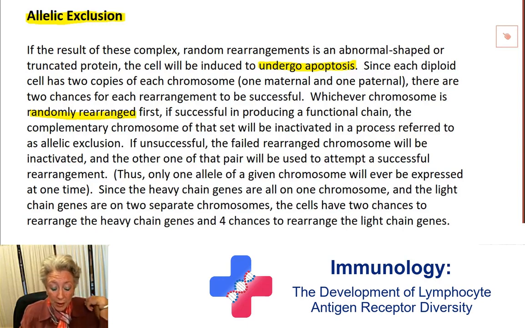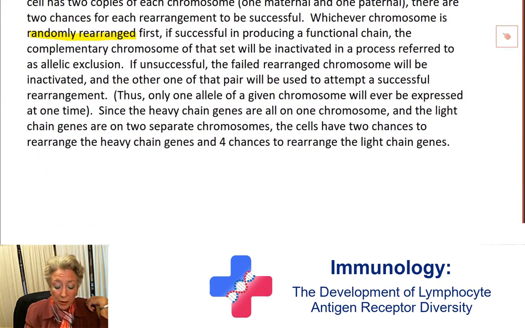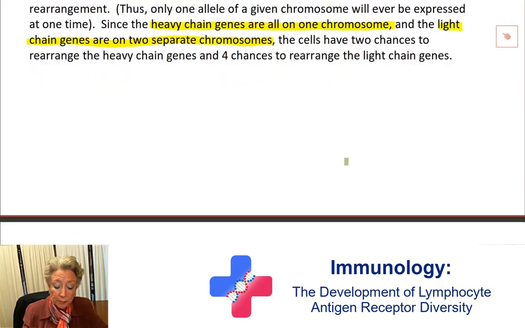Now, one final point here, realize that my heavy chain genes are all on one chromosome, and the light chain genes are on two separate chromosomes. So with each of those choices, I have a paternal and a maternal, and therefore two options to get the process right. Any cell that is incapable of doing this properly and makes a non-functional receptor will be removed from the population in the bone marrow by apoptosis and will not be allowed to leave that location.